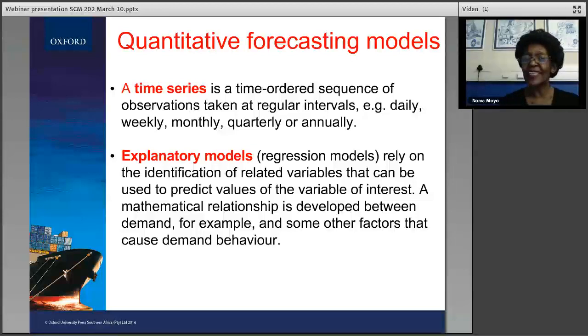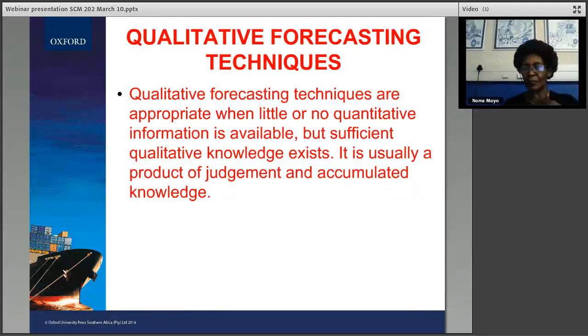A time series is a time-ordered sequence of observations taken at regular intervals, e.g. daily, weekly, monthly, quarterly, or annual. Then we have explanatory models. These are the regression models. They rely on the identification of related variables that can be used to predict values of the variable of interest. A mathematical relationship is developed between demand, for example, and some other factors that cause demand behavior.